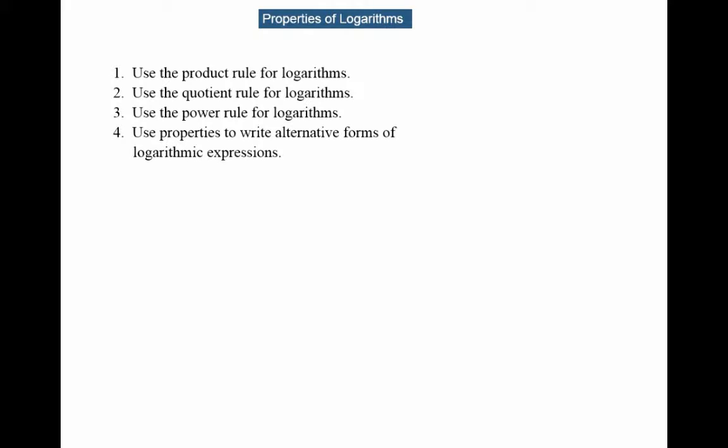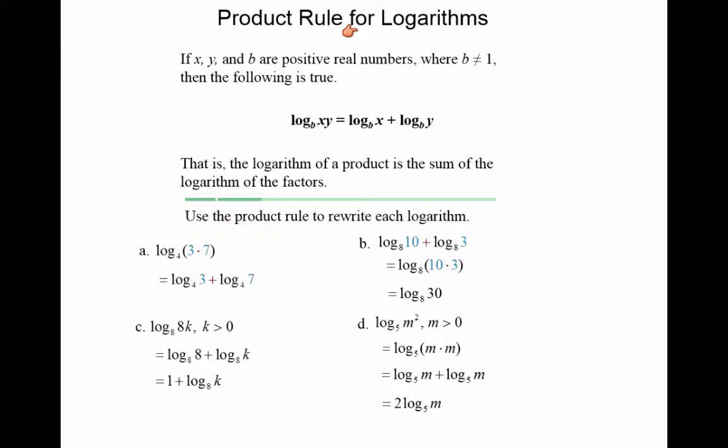Properties of logarithm. The product rule of logarithm. If x, y, and b are positive real numbers where b cannot be equal to 1, the following is true. Log of xy to the base b is the same as log of x plus log of y.